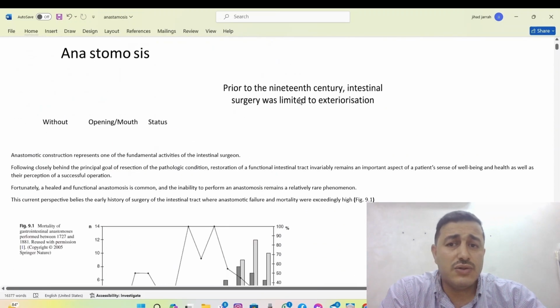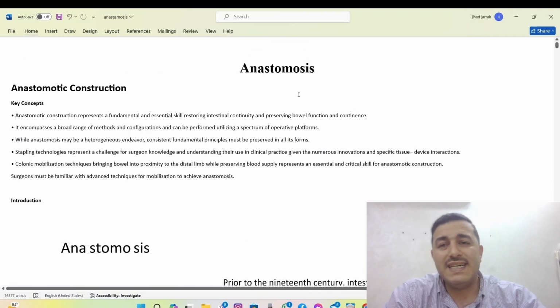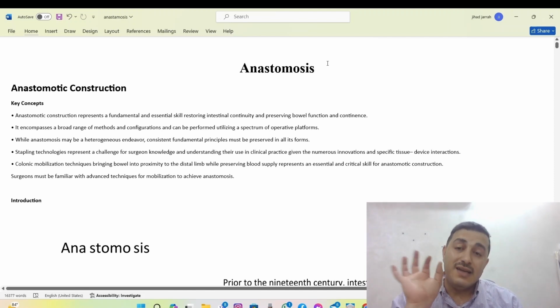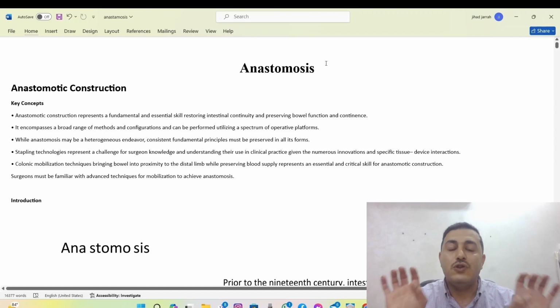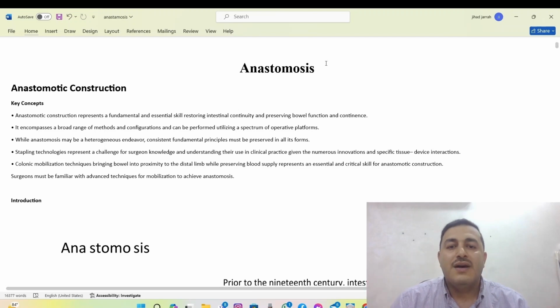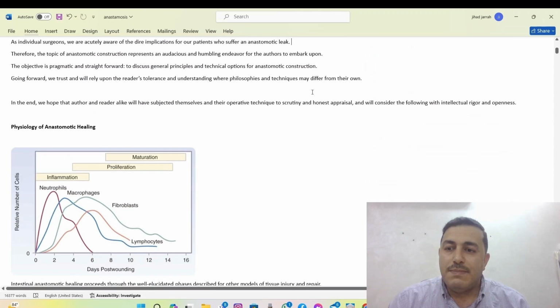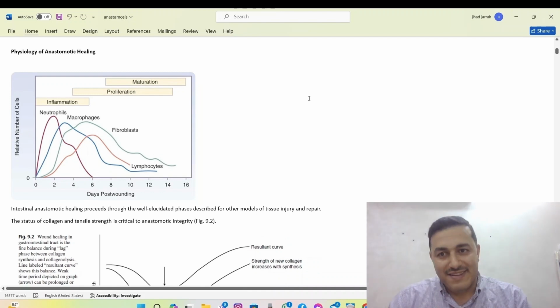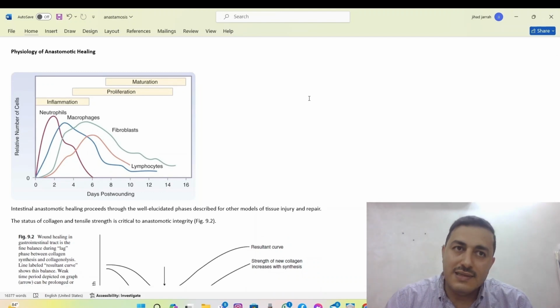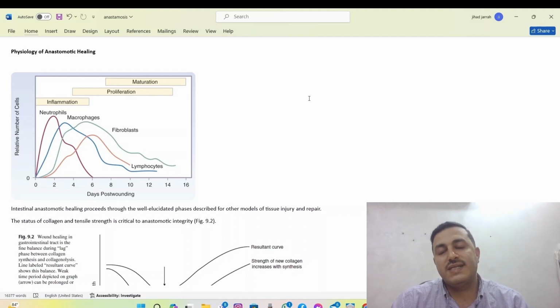This is just a general introduction to anastomosis. What I didn't mention is that the term proximity means bringing two bowels together. Okay, let's move a little bit down again. Before talking about the physiology of wound healing, I would like to mention again that I do not say any information reflecting my own opinion. These are what is written in the literature.